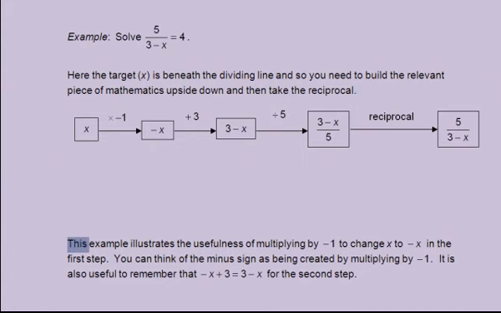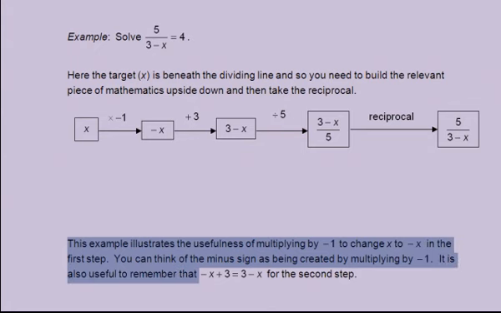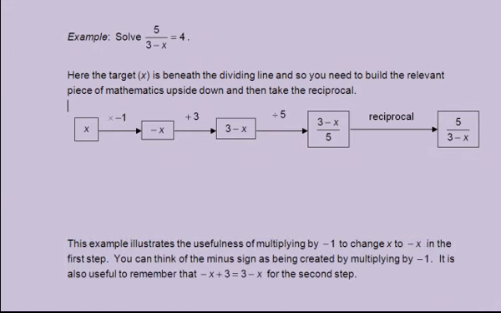This example illustrates the usefulness of multiplying by minus 1 to change x to minus x in the first step. You can think of the minus sign as being created by multiplying by minus 1. It is also useful to remember that minus x plus 3 equals 3 minus x for the second step. Returning to the flowchart, 5 divided by 3 minus x is equal to 4.